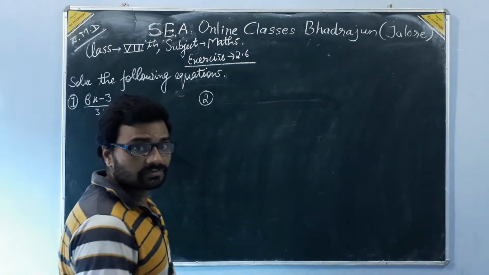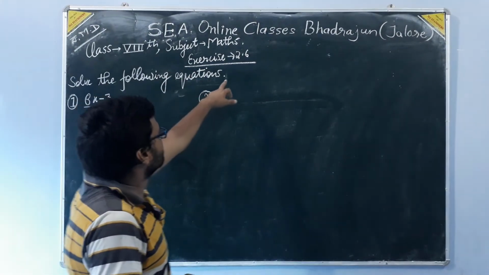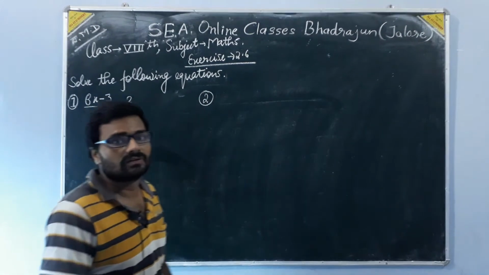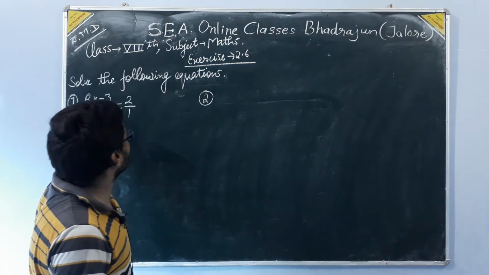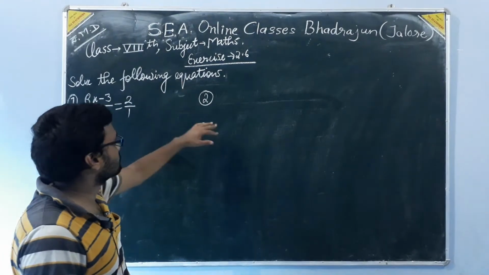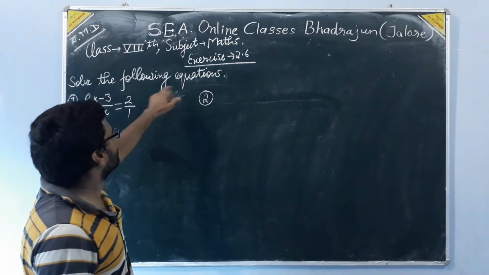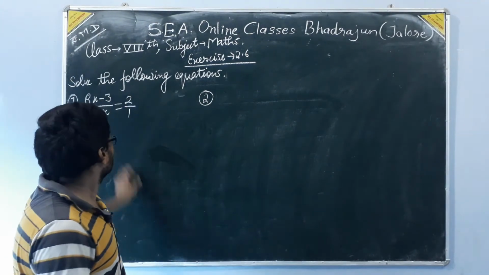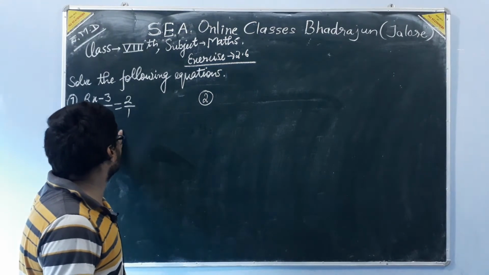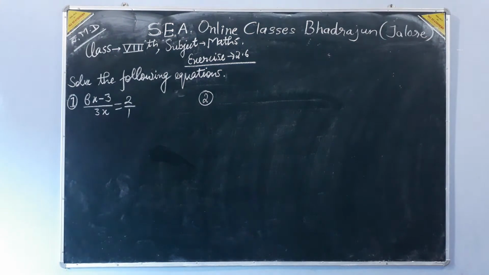This is our class 8 subject maths and exercise number 2.6. There are 4-5 questions and the instruction is: solve the following questions. Our first one is (8x minus 3) upon 3x equals 2 upon 1, and our second one is what? We will see.